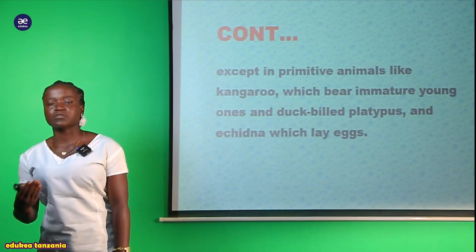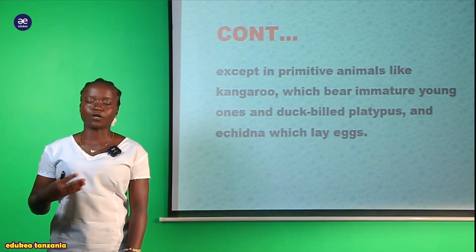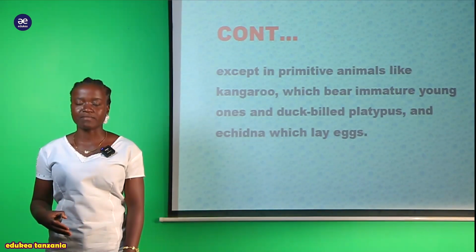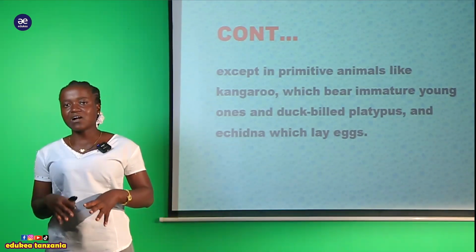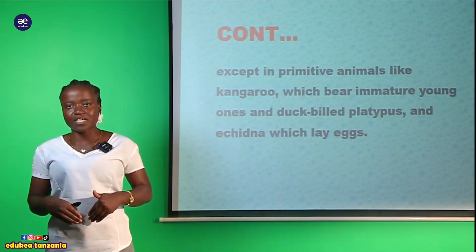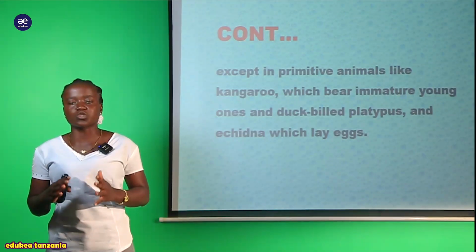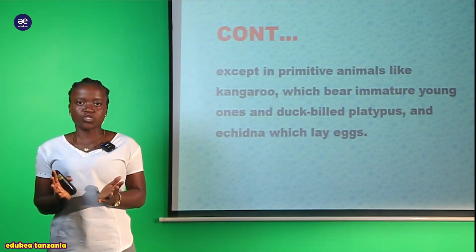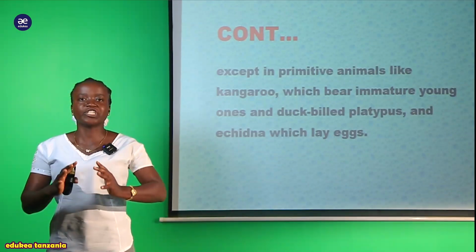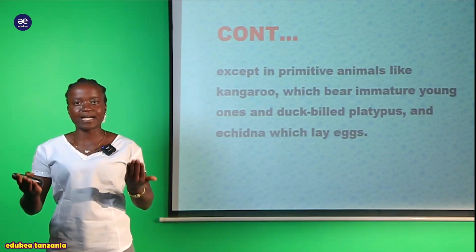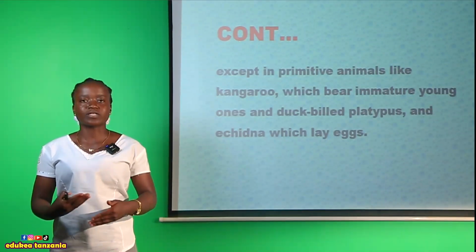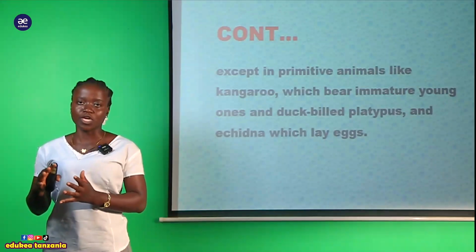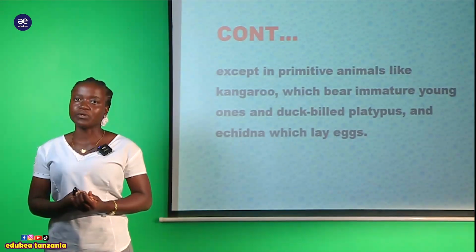Huyu kangaroo tunasema kwamba hana hiyo ability ya ku give birth to a new young organism, but the new young organism are retained within the female structure, which is a pouch-like structure, which is used for the nourishment of that organism, mpaka hawe na ule uwezo wa kuweza kudepend mwenyewe, ndipo ambapo anaweza kumtoa yule organism.